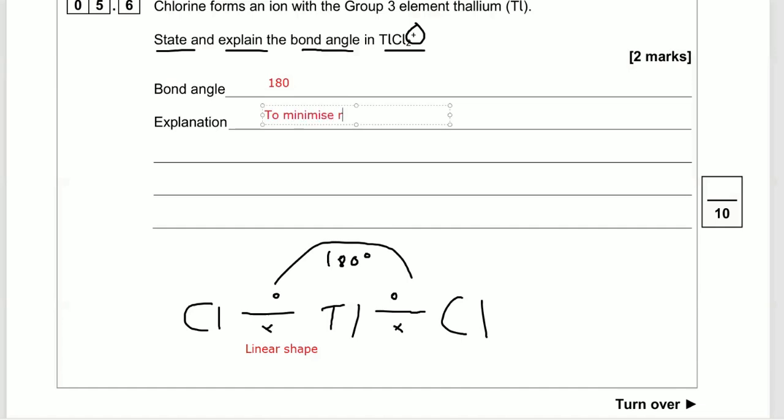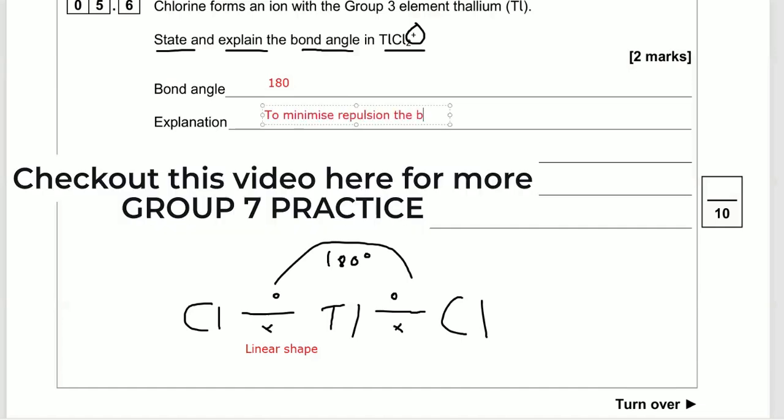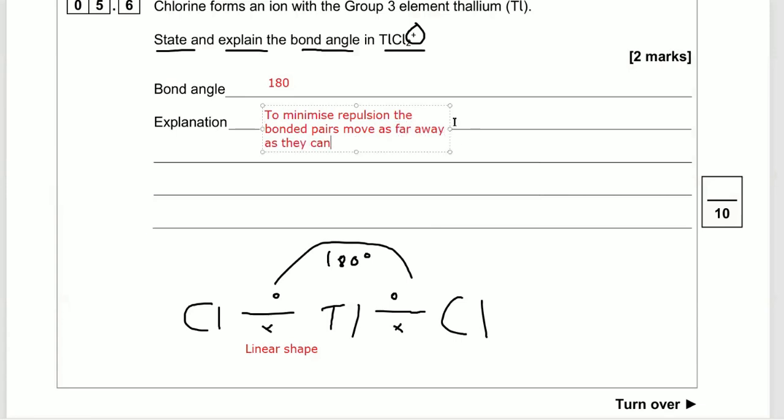to minimize repulsion, the bonded pairs move as far away as they can. So this is the furthest they can get away from each other. It minimizes repulsion between the bonded pairs. Okay. And we get that lovely linear shape.